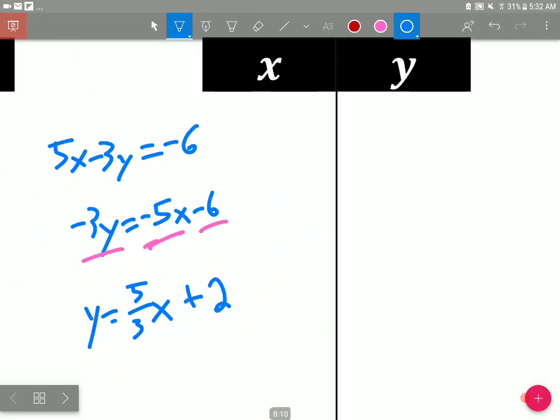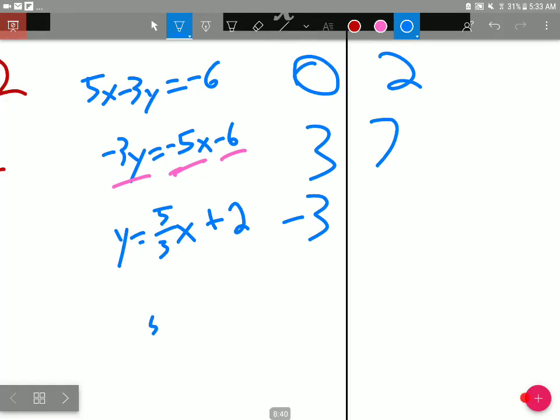Let's do this. So if I pick 0, y is 2, because it cancels out that bad boy. And then again, I'm going to pick 3, because that's what's in the denominator. 5 plus 2 is 7. Ooh, that's really high. That's off the chart. So here's what I'm going to do. Notice how I went up 3? Let's go down 3. Let's do negative 3. It's going to do the same thing, but I got 5/3 times negative 3 plus 2. So that'll cancel the 3, but you still got that negative to deal with. So that makes it a negative 5 plus 2, which is a negative 3. So negative 3, negative 3.